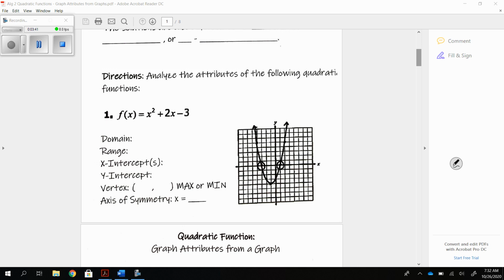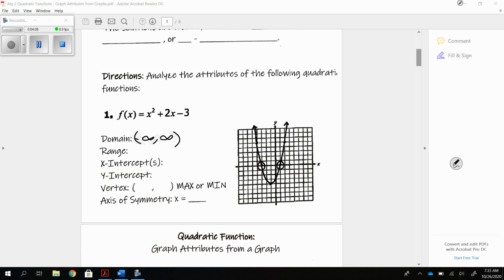All right, so number 1, analyze the attributes of the following quadratic functions: domain, range, x-intercepts, y-intercept, vertex, and axis of symmetry. We see it's already written. It might be a little tough to see, but we're going to do it together. The domain, that's easy, negative infinity to infinity. All right, make sure we pay close attention. This time, the range isn't just 0 to infinity or something. It's lower on the graph.